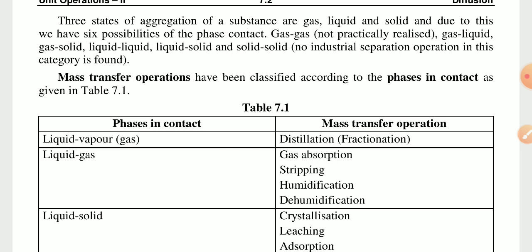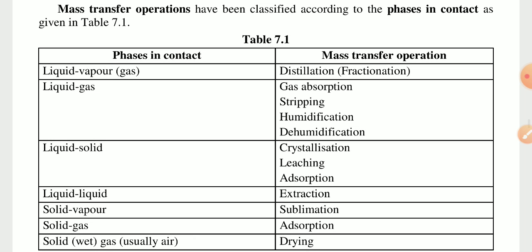No industrial separation operation in this category is found. Okay, these are the mass transfer operations. Look at Table 7.1. Liquid-vapor is a part of fractionation and distillation. The phase in contact and the mass transfer operation. Okay, liquid-gas: absorption, stripping, humidification and dehumidification.